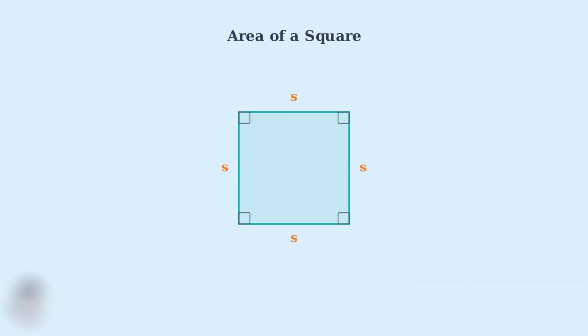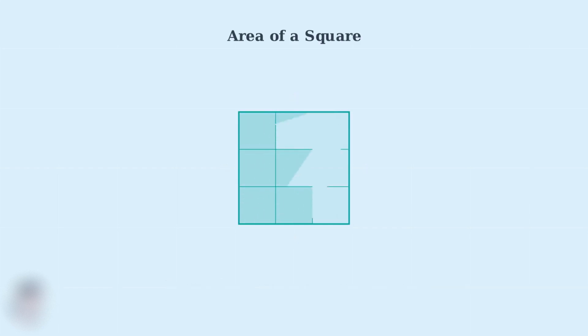Welcome. Today we'll explore how to find the area of a square. This is a fundamental concept in geometry that you'll use throughout your mathematical journey. A square is a special geometric shape with four equal sides and four right angles of exactly 90 degrees each.